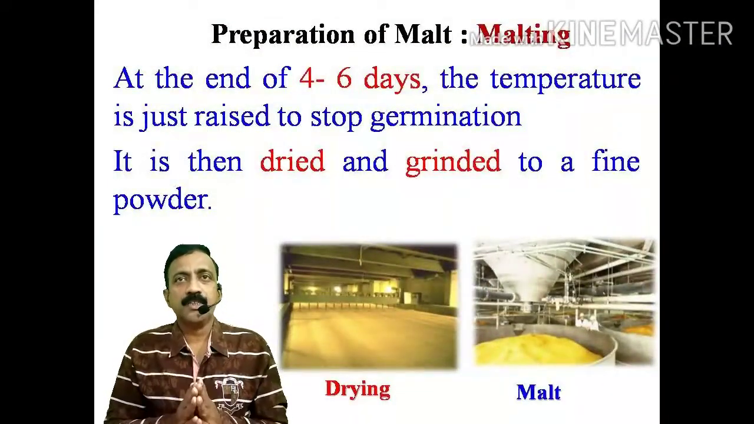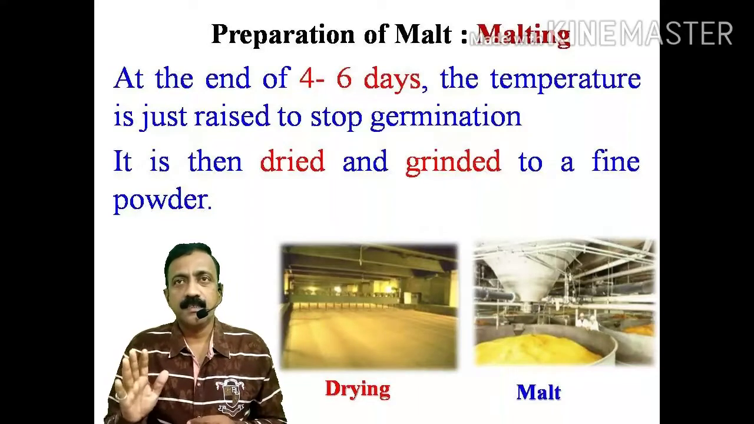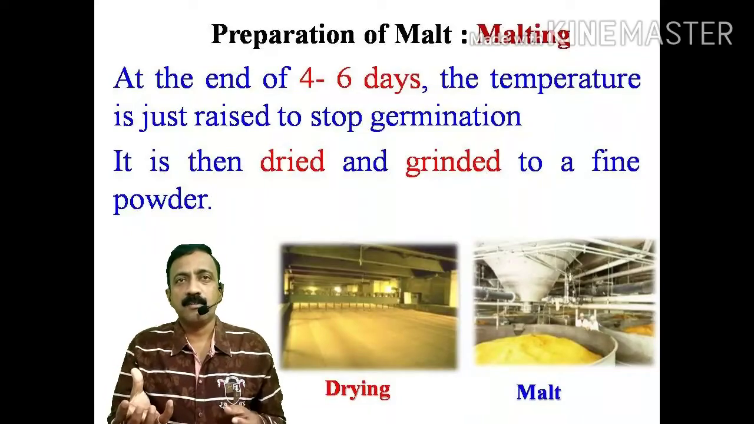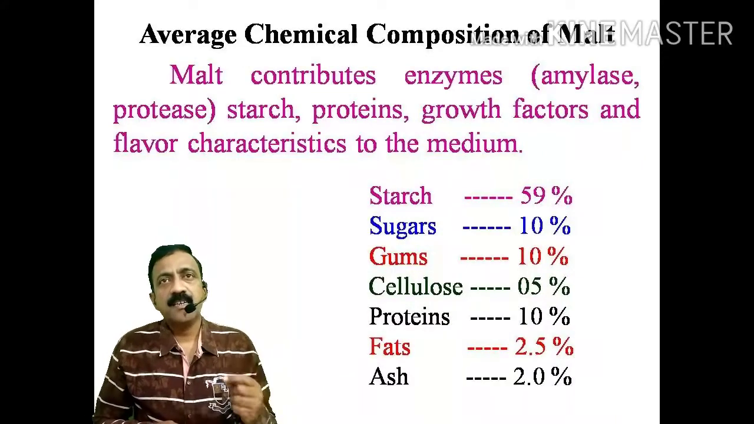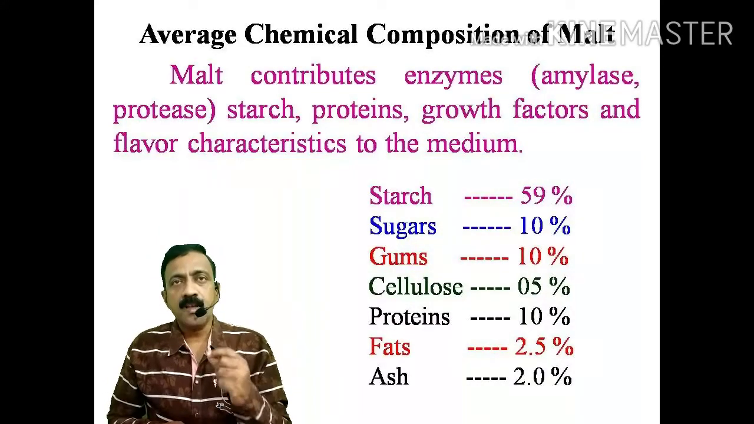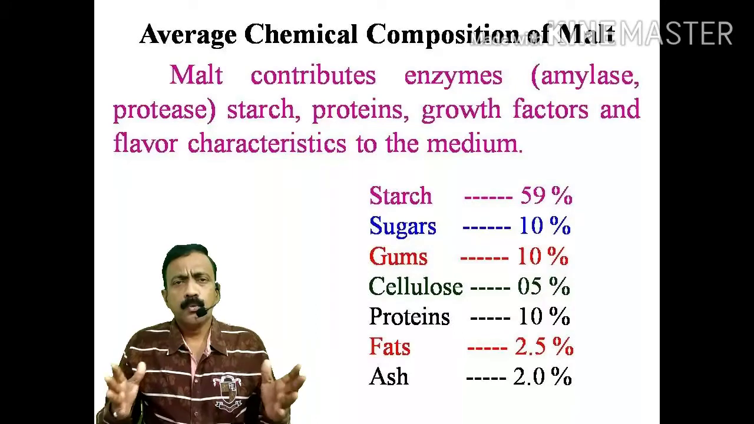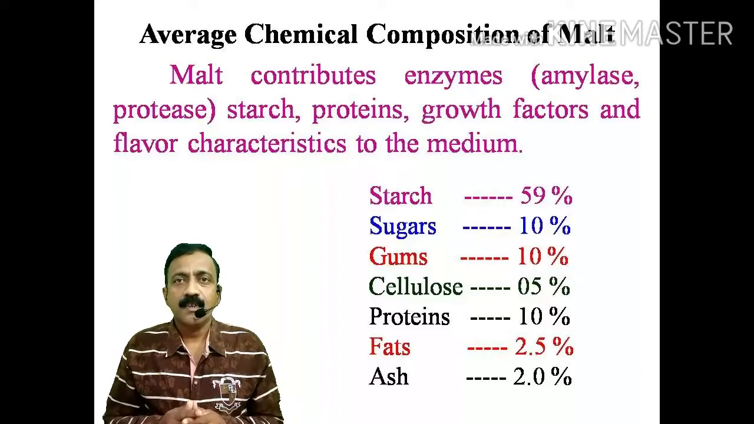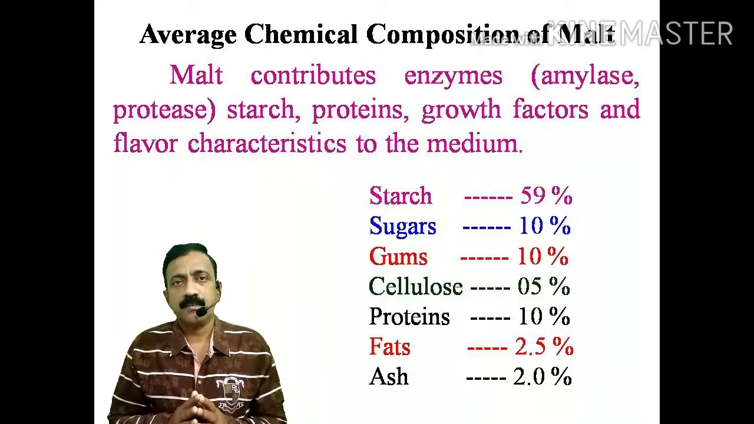At the end of 4 to 6 days, the temperature is raised to stop the germination. Then dry the seeds, grind all these barley seeds and convert them into fine powder. That is called malt. The average composition of malt: it contains enzymes, proteins, growth factors, flavoring components. So the average composition of malt is starch, sugar, gum, cellulose, protein, fat. These are the basic ingredients present in the malt.